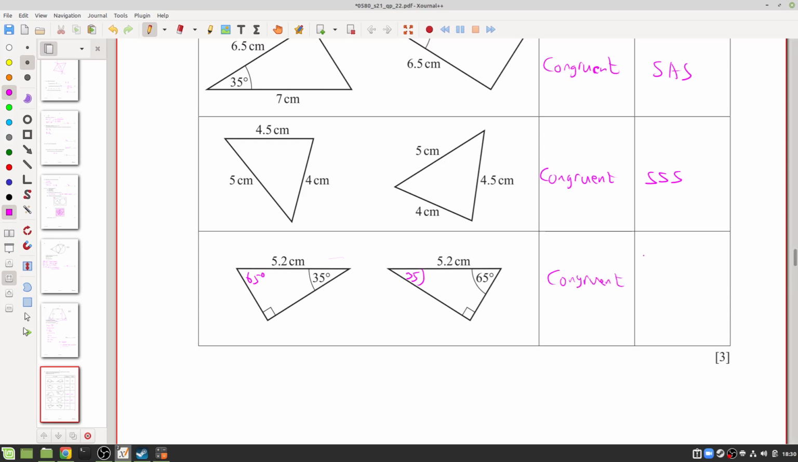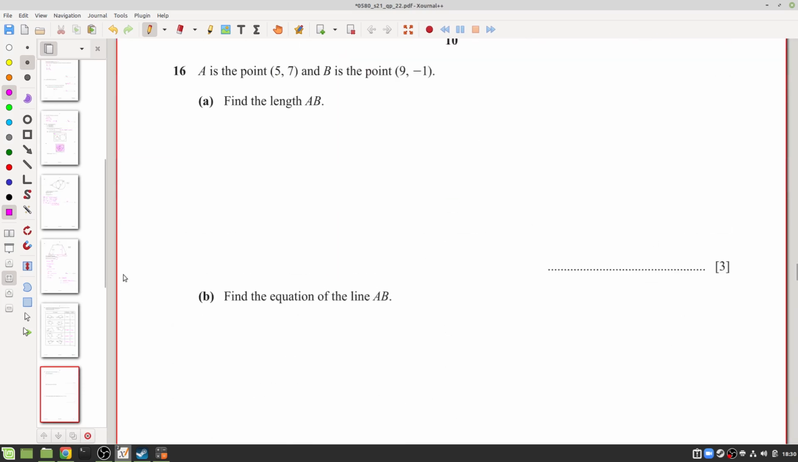and that's going to be, call it side angle angle. Right, 5.2 angle angle. 5.2 angle angle. That should be fine. Okay, A is the point (5, 7) and B is (9, -1).